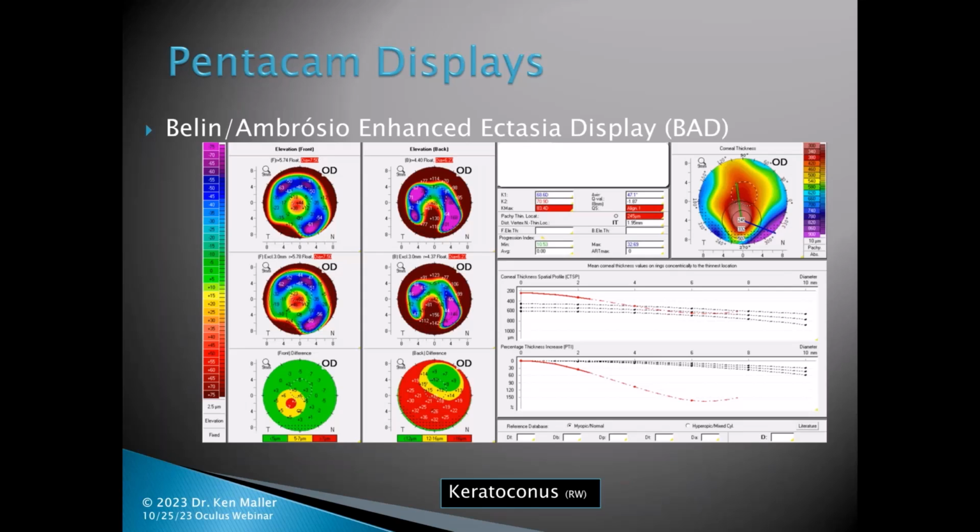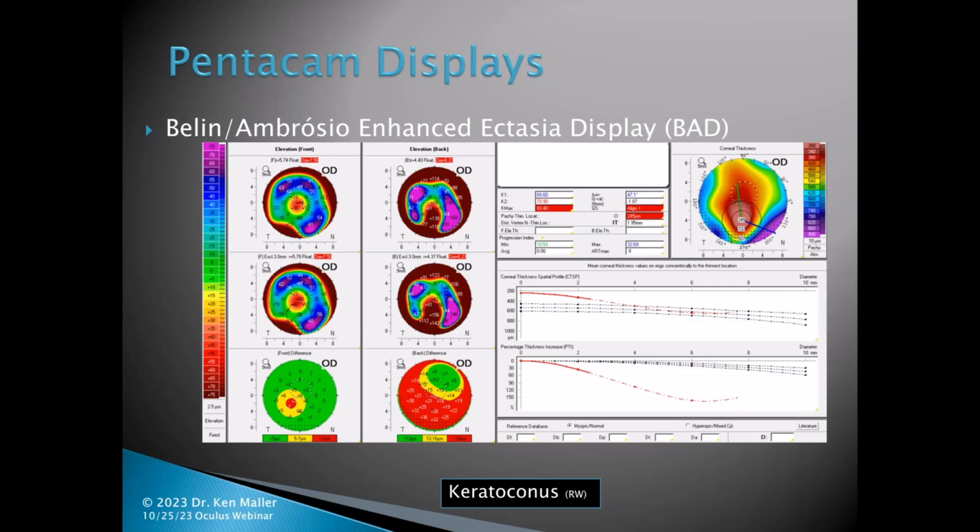We also have the Belin/Ambrosio enhanced ectasia display, or the BAD display as we refer to it. I'm not going to go through the specifics of what those pictures are on the left, but suffice it to say, those pictures are a way to enhance anything that seems to be out of the ordinary and makes it stand out much more obviously. So it's a very, very easy, quick glance.